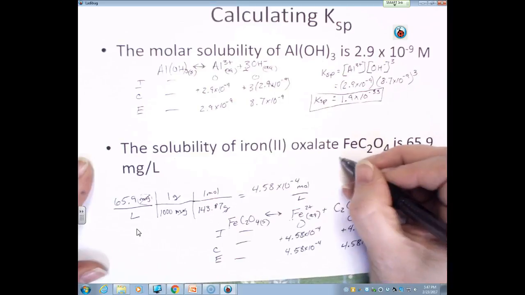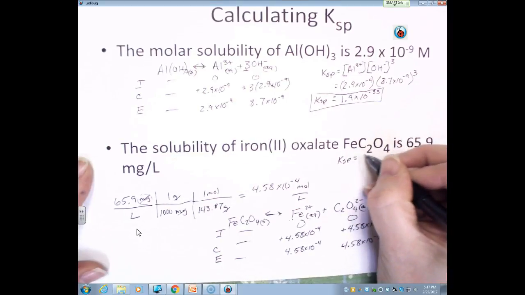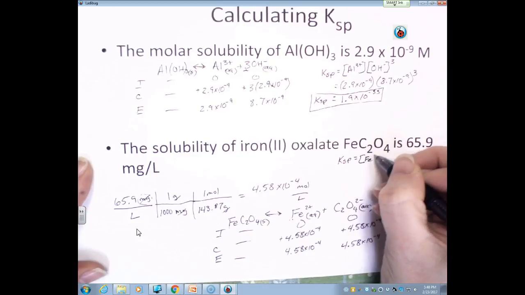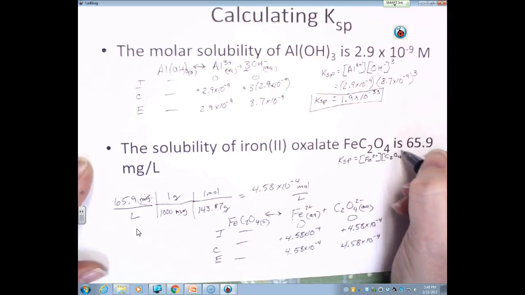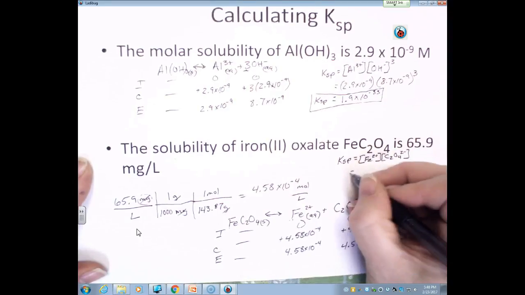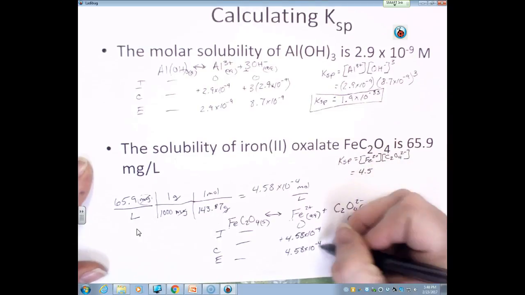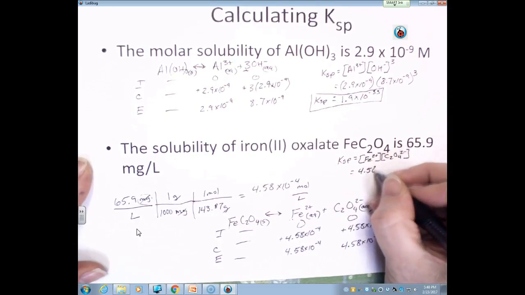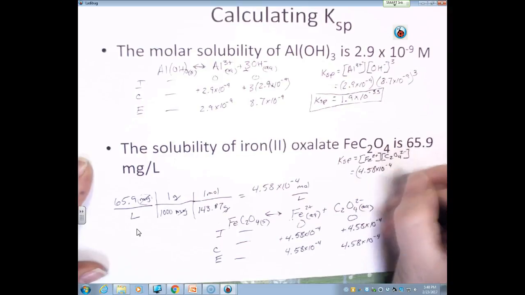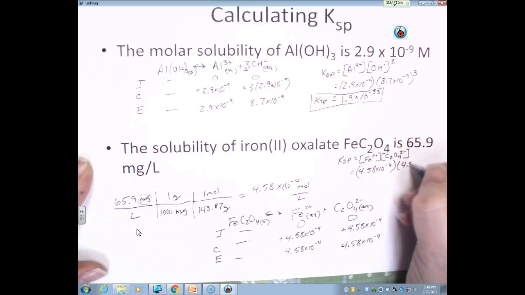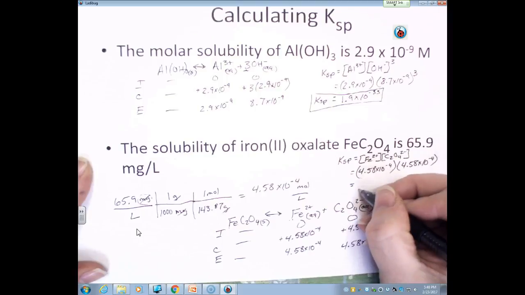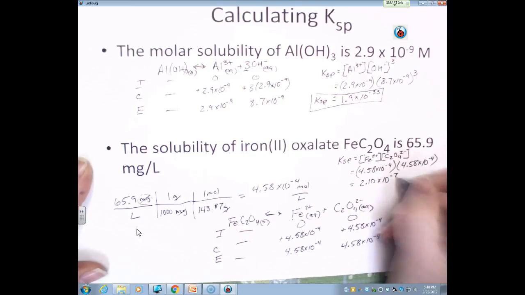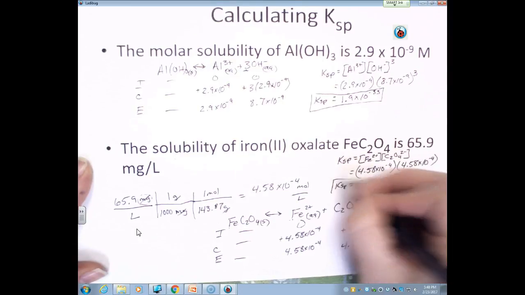Now I can go back and write my equilibrium expression. It only involves those ions because the other is a solid. Both of these are raised to the first power, so we don't have to worry about that, and it's just plugging in the numbers. The concentration at equilibrium is 4.58 times 10 to the negative 4 for iron(II), and the same thing in this case for oxalate. Then we multiply those together, and I get a Ksp value of 2.10 times 10 to the negative 7. And that's my answer.